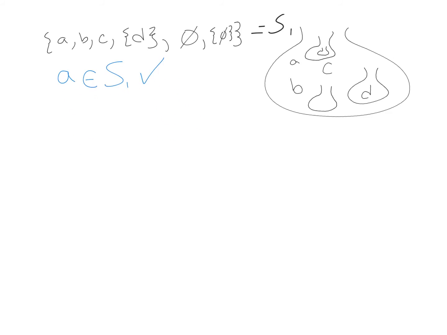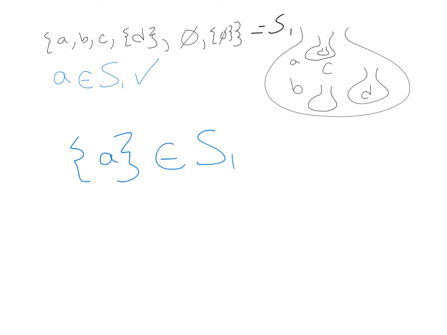Okay, so let's do another example. Let's try and find out whether the set containing A is an element of set S1. Now let's draw our pictures again, because what we're trying to see is this whole thing, can we find that inside of this set? If we draw it as a picture, what we end up with is a bag with an A in it. And so what I want to know is, do you see in this big bag a bag with an A in it? And the answer is I don't.